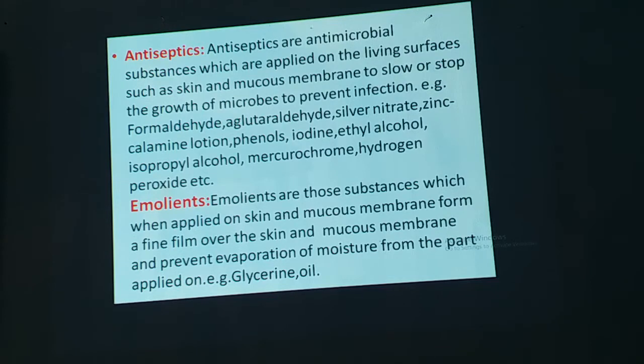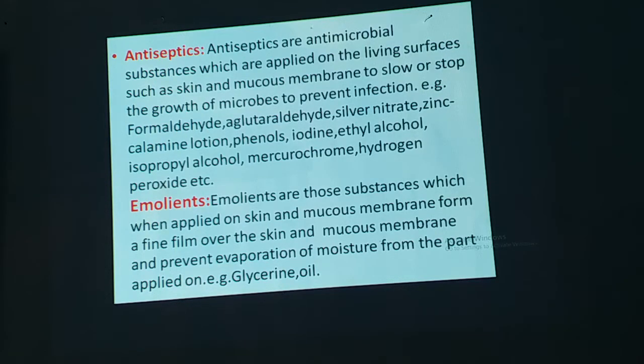glutaraldehyde. You should delete the extra letters; you should read it glutaraldehyde. Next, silver nitrate, zinc calamine lotion, phenols, iodine, ethyl alcohol, isopropyl alcohol, mercurochrome, hydrogen peroxide, etc. These are the examples of antiseptics.